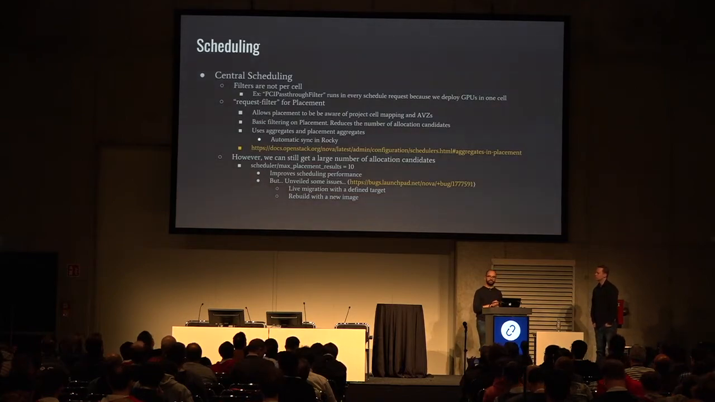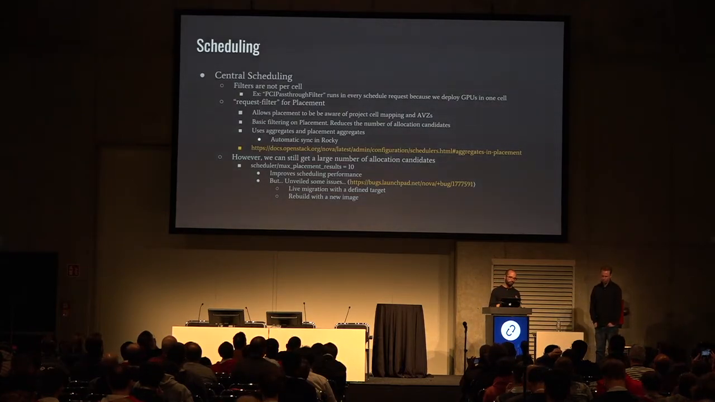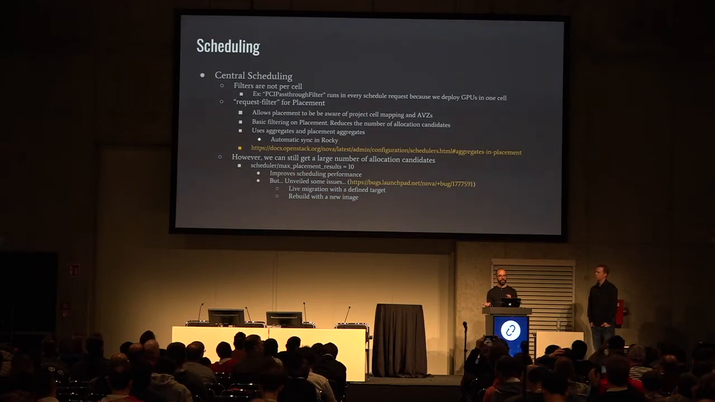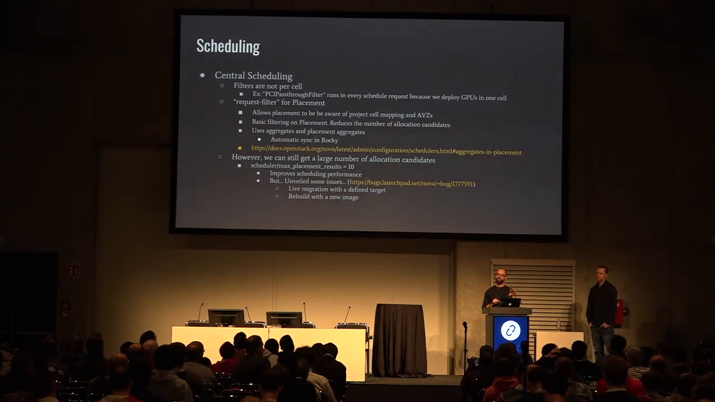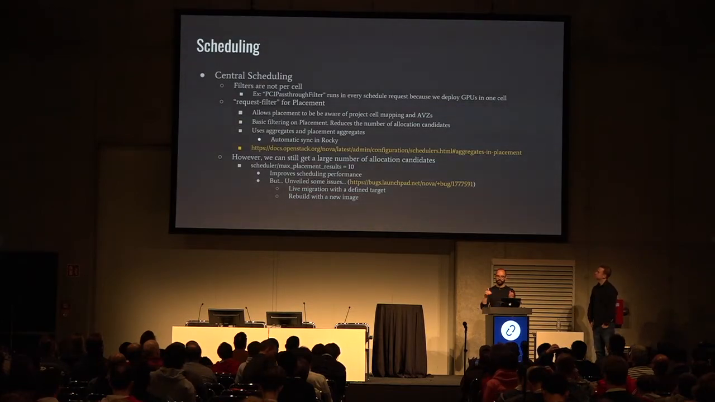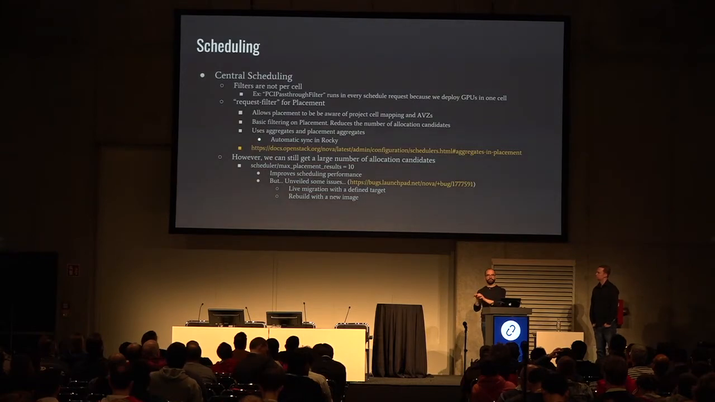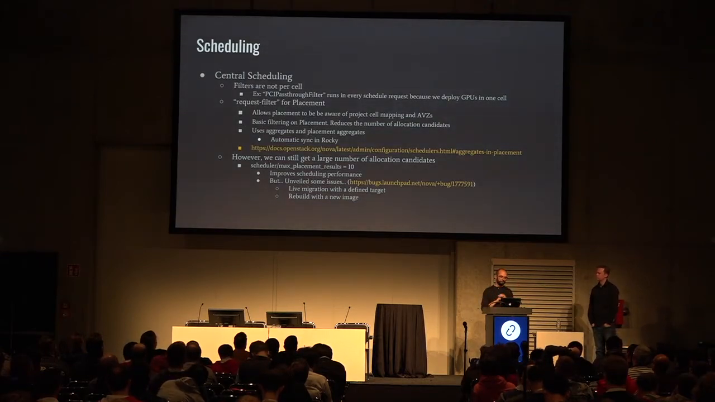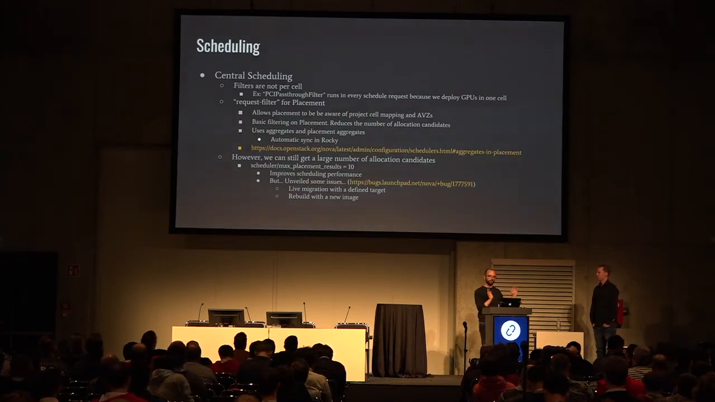Another thing is scheduling. We came from the CellsV1 world. CellsV1 has not only one scheduling level, but two. First, if you are trying to boot a new instance, the first scheduler will select the best cell for your request based on the filters that you defined or the mapping that you have. And then the local scheduler in the cell will select the best node based on the filters that you enabled. This concept of a two-level scheduler doesn't exist anymore in Nova. So now everything is global using placement.